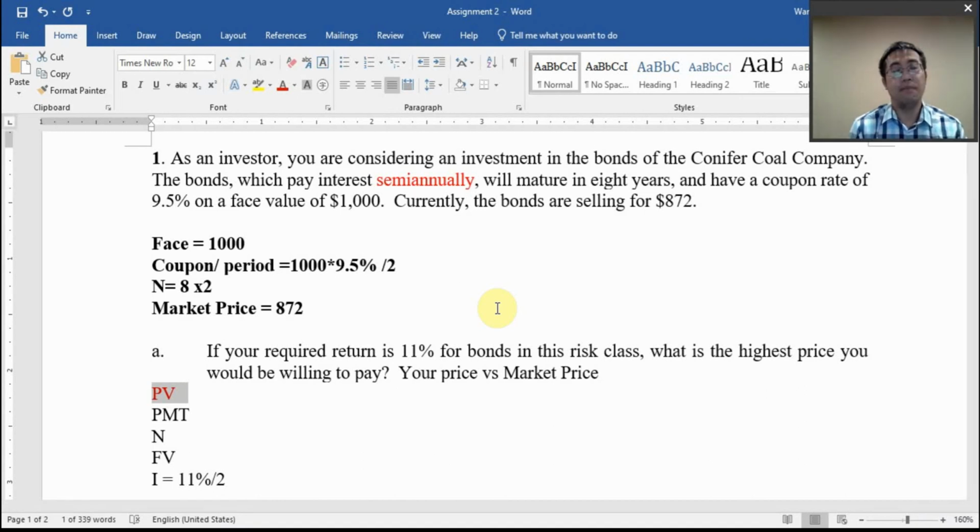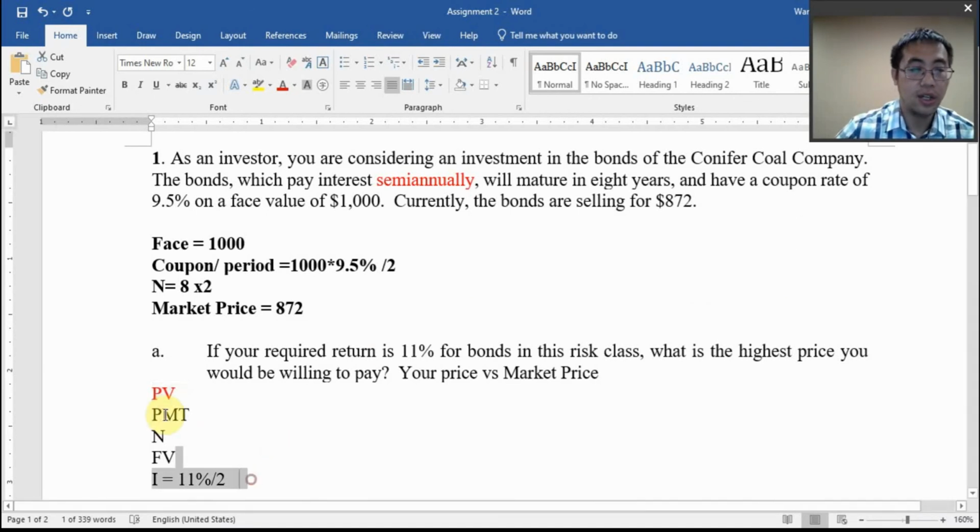So that means the market price is cheaper. So should you buy the bond? The answer is yes, because you think the bond's worth is above the market price, so you should buy it. And vice versa, if you think the bond is only worth 800, whereas it's selling for 872, then you should not buy that overpriced bond.